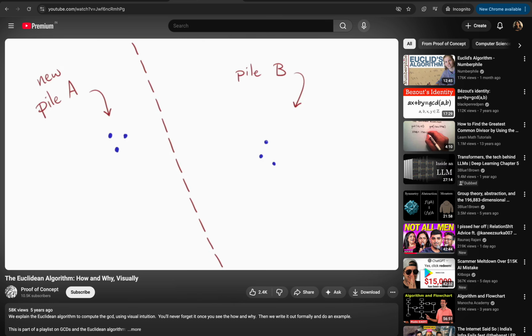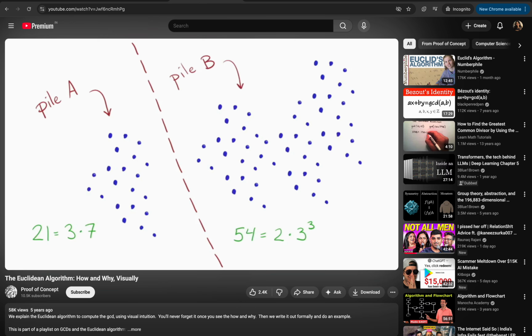Now here's the trick. I claim the GCD of the original 2 pile sizes is the same as the GCD of the diminished pair of pile sizes. So the GCD I'm looking for is the GCD of 3 and 3, which is pretty clearly 3. So does it really work? Here's the actual pile sizes. They were 21 and 54. Factoring these, I can see that, indeed, they have a GCD of 3. So it does seem to work, at least in this example. I claim it always works if you follow the process that I demonstrated.